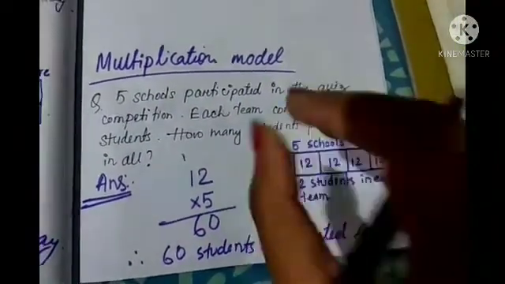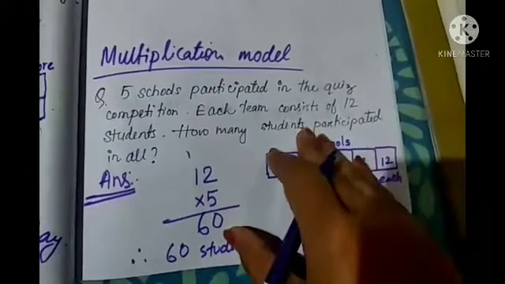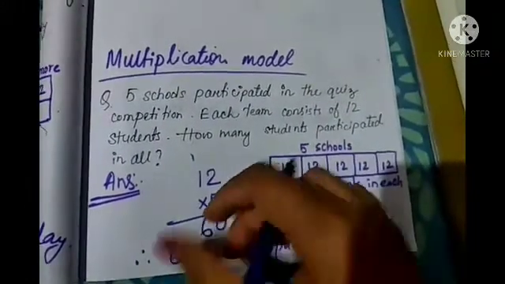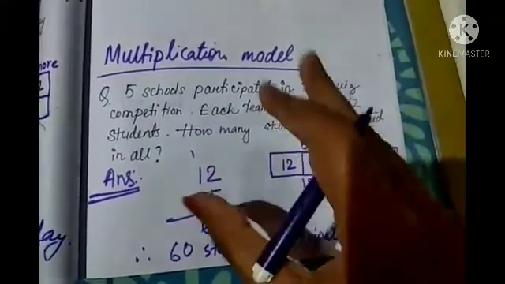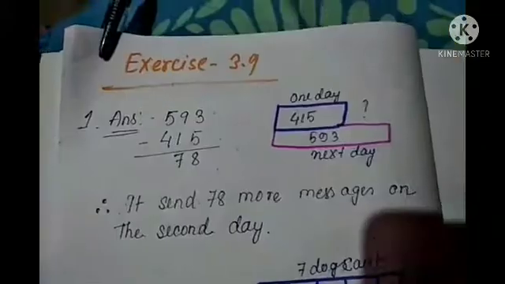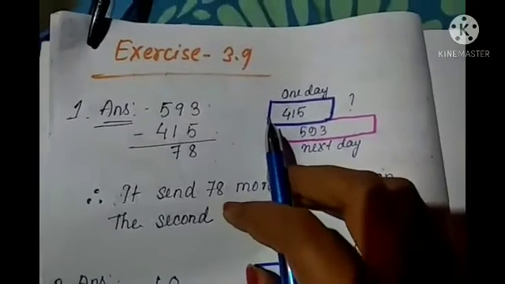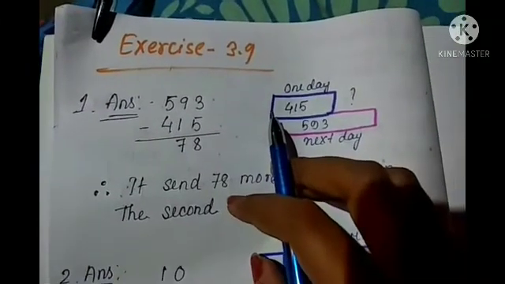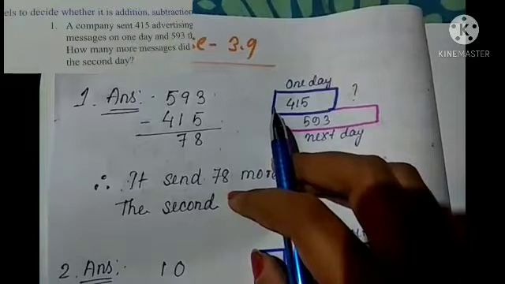If still it is not clear, then you just let me know and I will clarify your doubts. In this video I will show you some more problems from exercise 3.9. So you can see exercise 3.9 from your book, page number 61. So question number 1 is given.